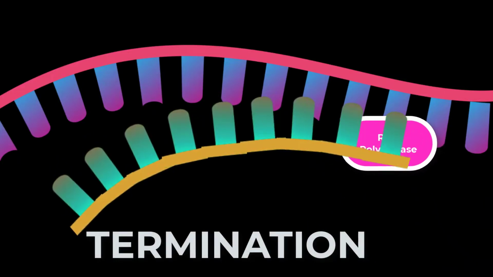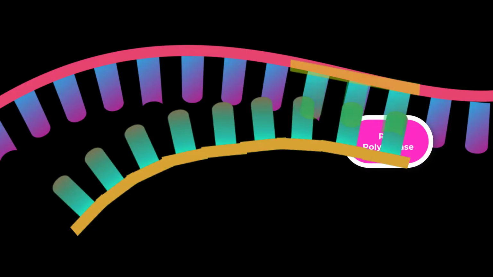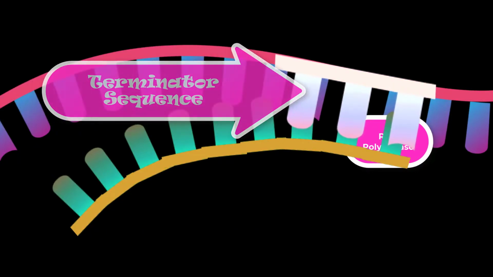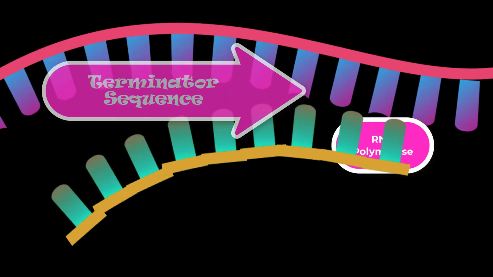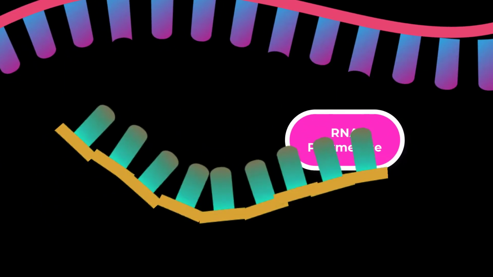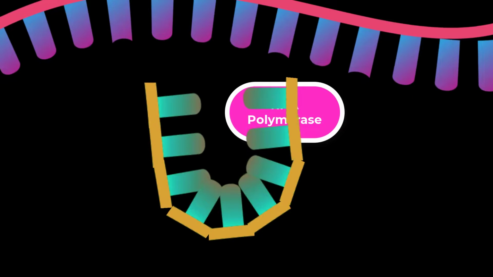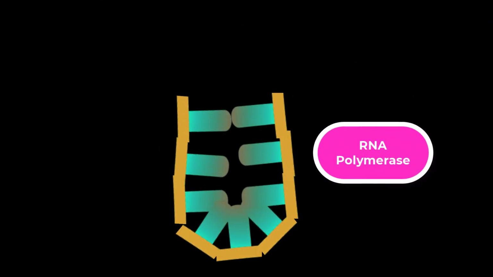Next is termination. At the end of the gene, a sequence of nucleotides called the terminator sequence causes the new RNA to fold up upon itself. This folding causes the RNA to separate from the gene and from RNA polymerase, thus ending transcription.